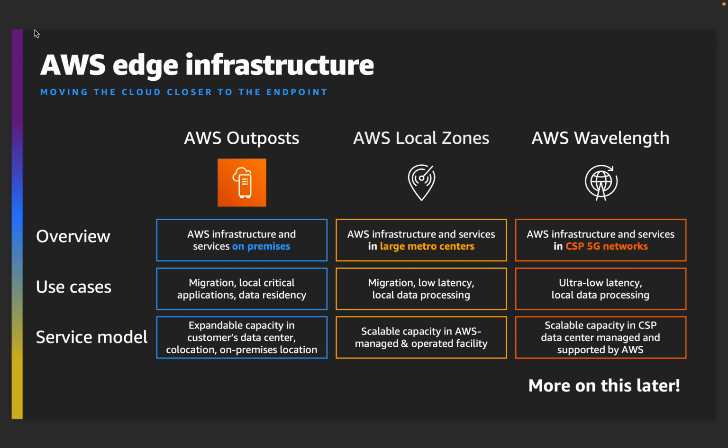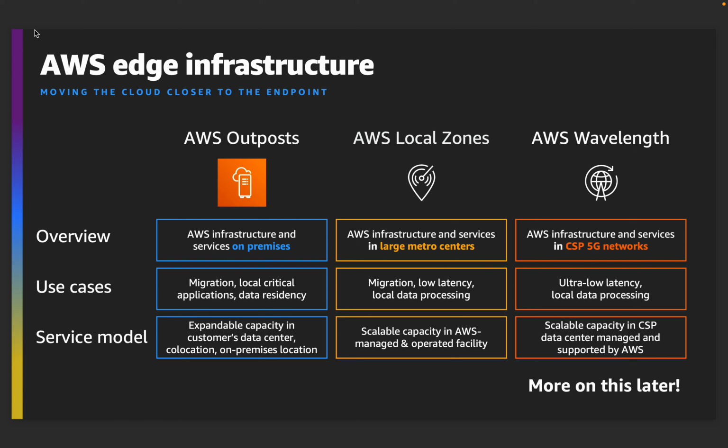So, an overview of AWS infrastructure: AWS Outposts is AWS infrastructure and service on premises. AWS Local Zone is AWS infrastructure and service in a large metro center, and AWS Wavelength is infrastructure and service in a CSP 5G network. For use cases, AWS Outposts is for migration, local and critical application data residency. AWS Local Zone is for migration, also low latency and local data processing, and AWS Wavelength is for ultra low latency local data processing. So AWS Wavelength is very fast. Low latency means it's very fast.